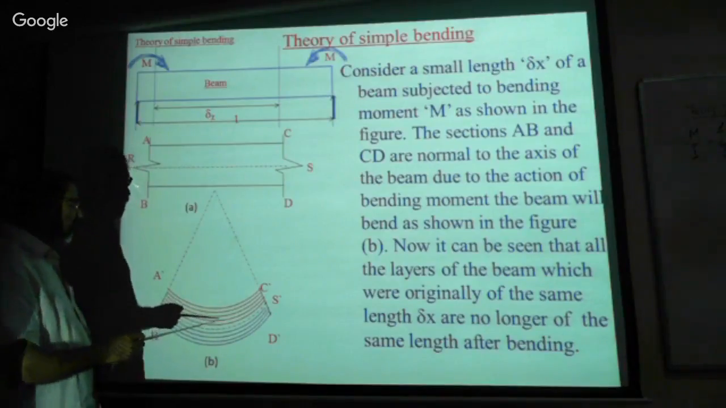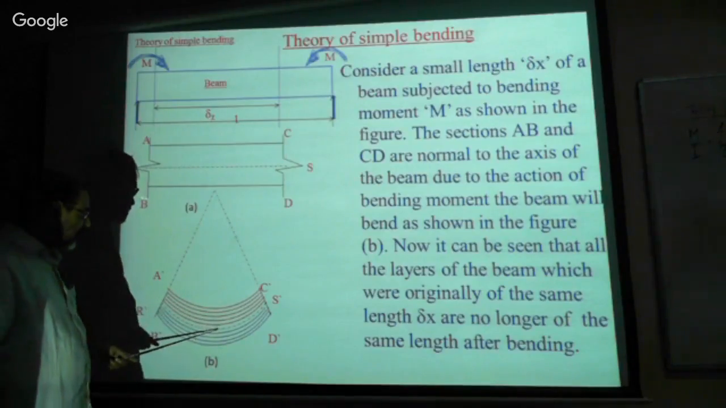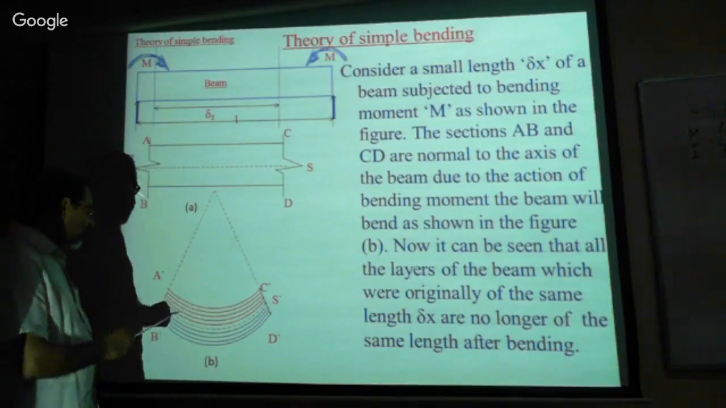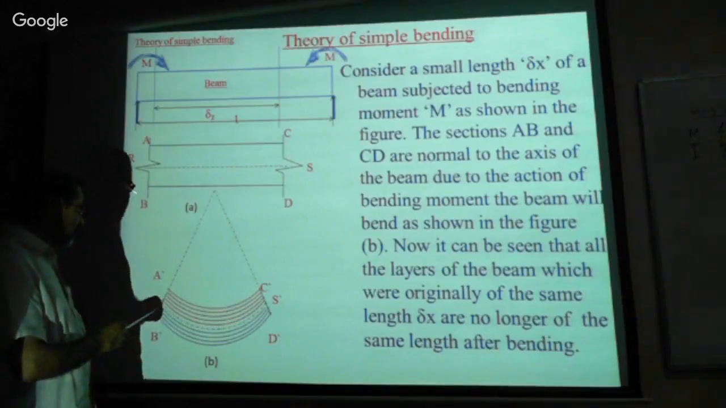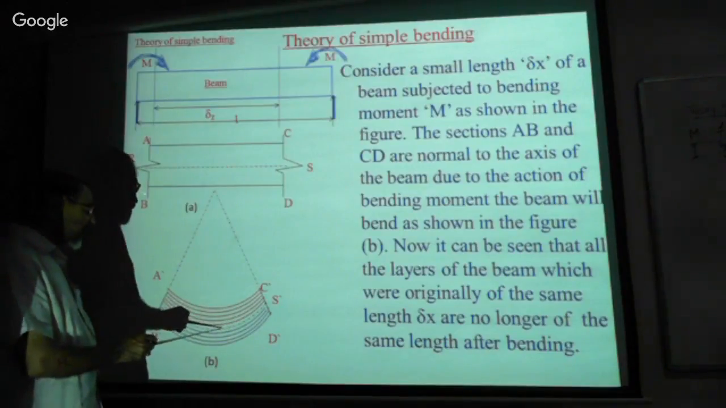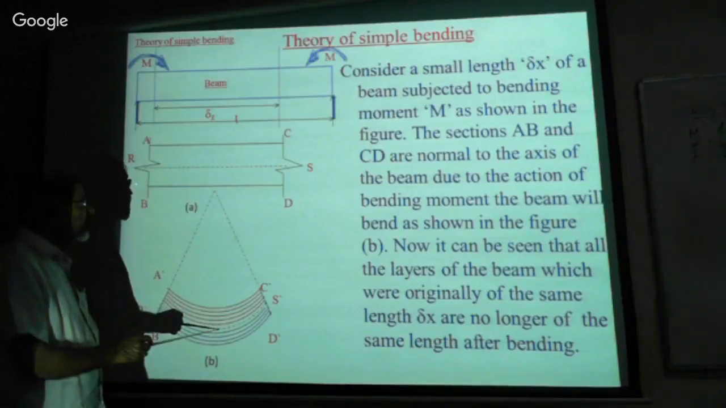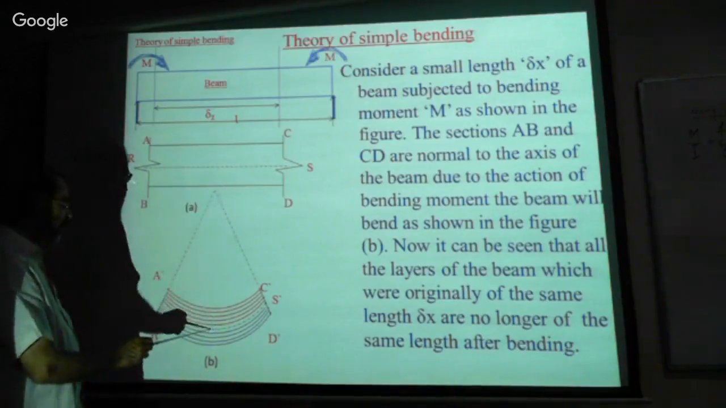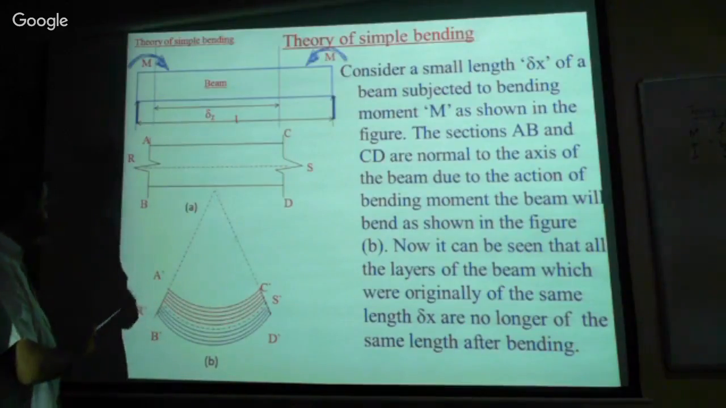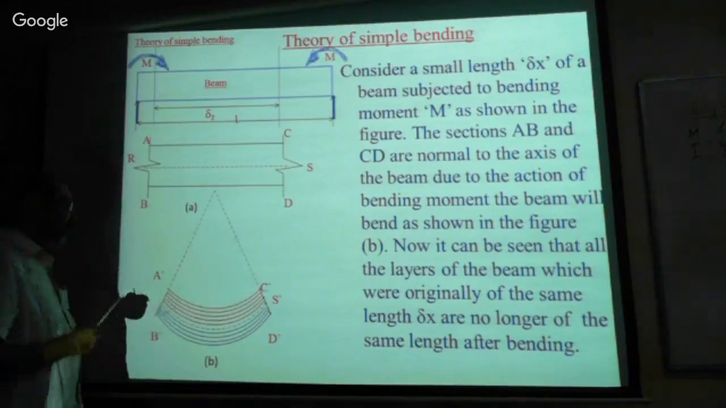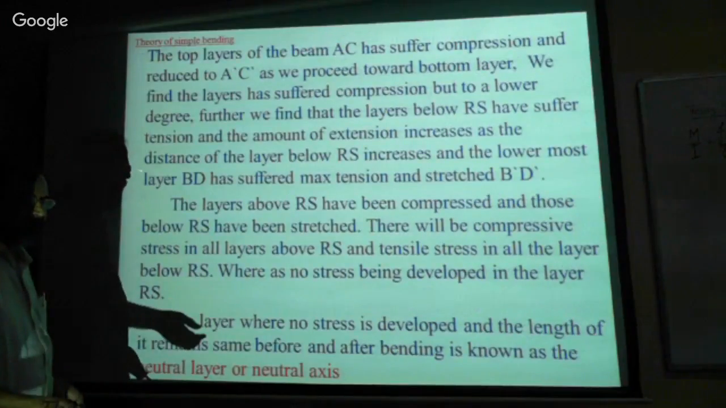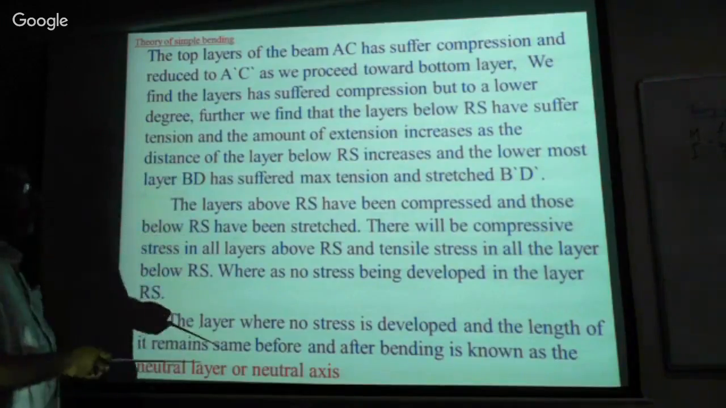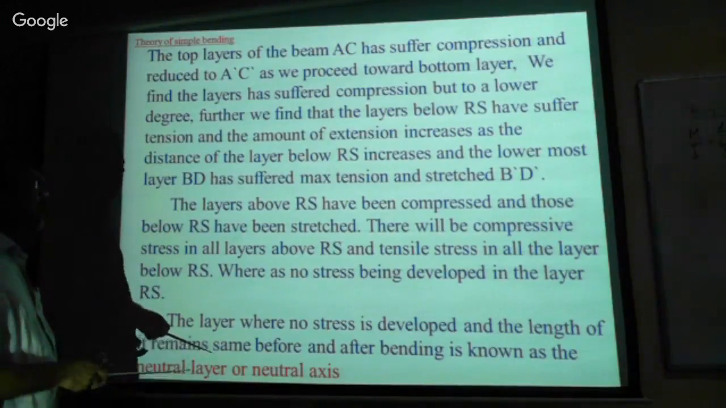Now, this is called neutral axis. Neutral axis means the stress in this layer is zero. This layer has no expansion or no tension. This length is equal to the original length of this layer. Therefore, this R dash S dash layer is called neutral axis. This is the theory, whatever the things we have discussed. They are written here. As and when you find time, you can go through this.